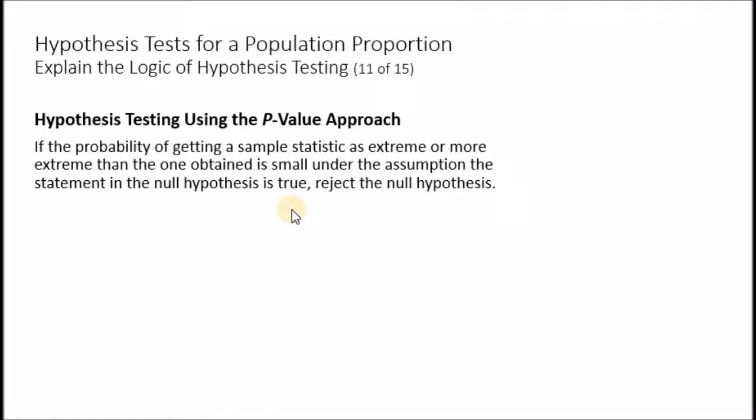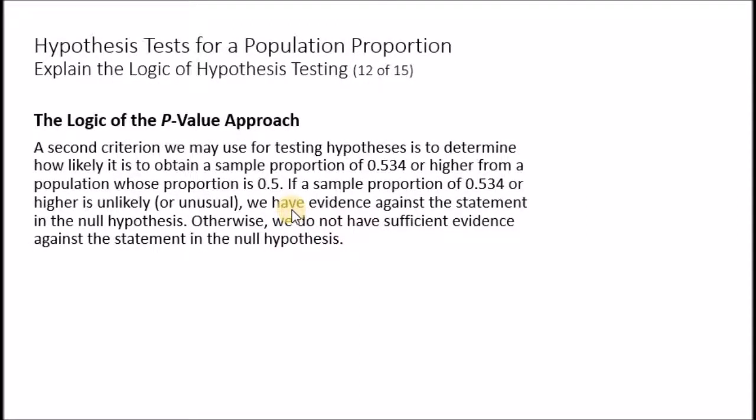If the probability of getting a sample statistic as extreme or more extreme than the one obtained is small under the assumption that the statement in the null hypothesis is true, we're going to reject the null hypothesis. In other words, if we computed the p-value and we found out that the p-value is less than alpha, we're going to reject the null hypothesis.